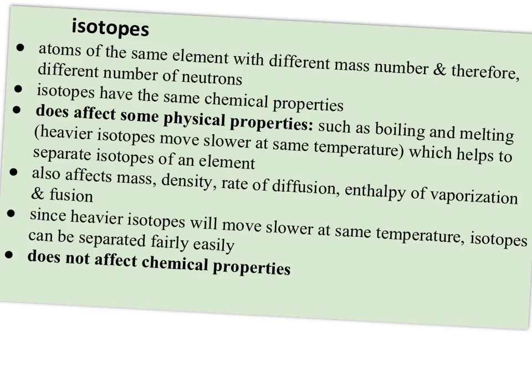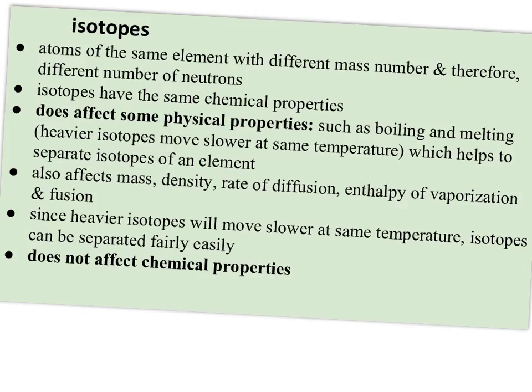So isotopes. Isotopes are atoms of the same element with different mass numbers and therefore different numbers of neutrons. So isotopes have the same chemical properties, but it will affect some physical properties such as boiling and melting. The heavier isotopes are going to be moving slower at the same temperature, since temperature or kinetic energy is 1/2 mv squared, so more mass means less velocity. But that also helps to separate isotopes of an element.